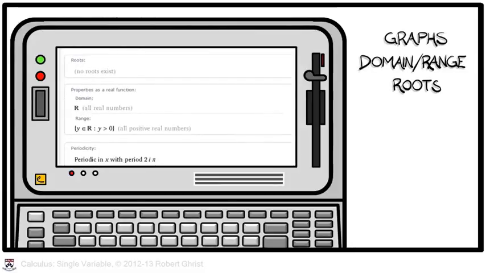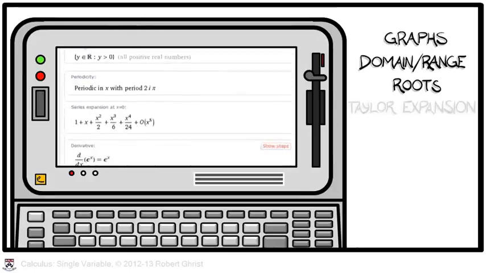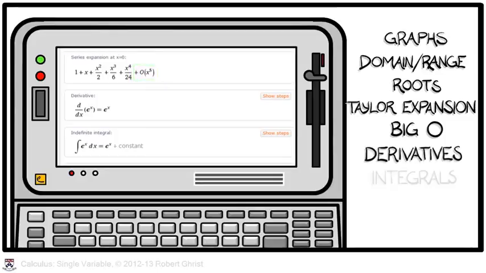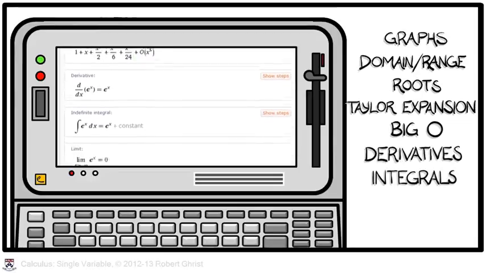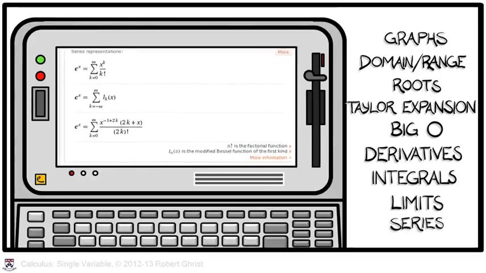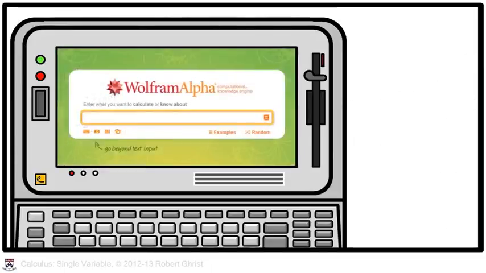Well, in this case, there's not much there. The domain, the range. It will notably give Taylor expansions, and it will do so using big O. So it's a good thing that we've learned that already. It will tell about derivatives and integrals and other information as well, including limits and various series expansions. Let's try a challenging integral and see what we get.